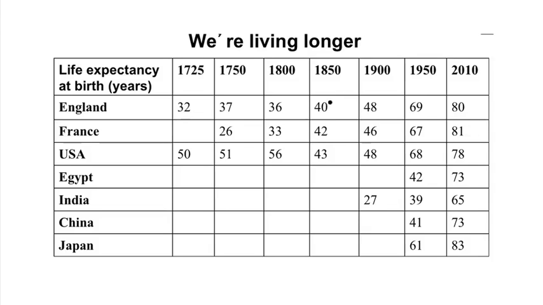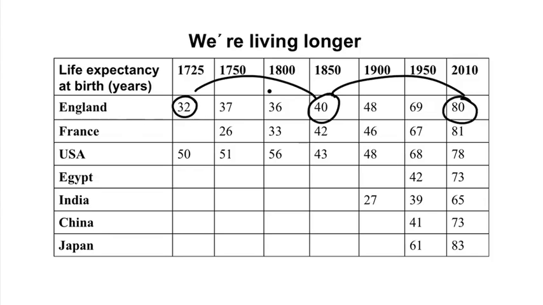So if you look at England, in 1850 life expectancy was still only 40 years. 150 years later, it's 80 years. Whereas if we go back the previous 150 years, it had only increased by about 8 years. So in the period after the Industrial Revolution, we've also seen large increases in life expectancy.